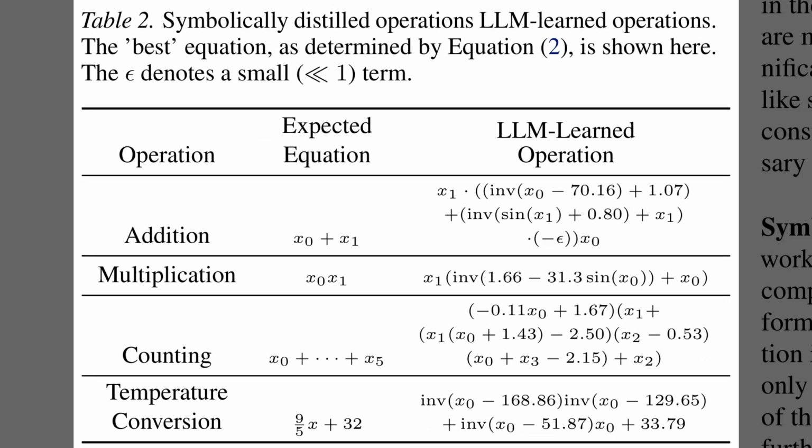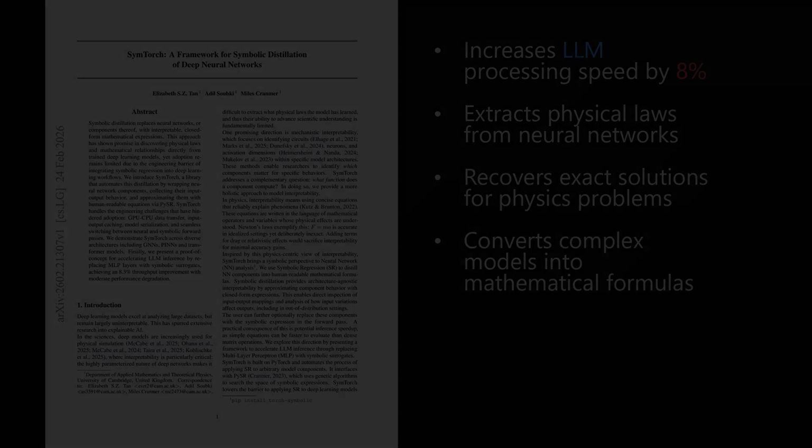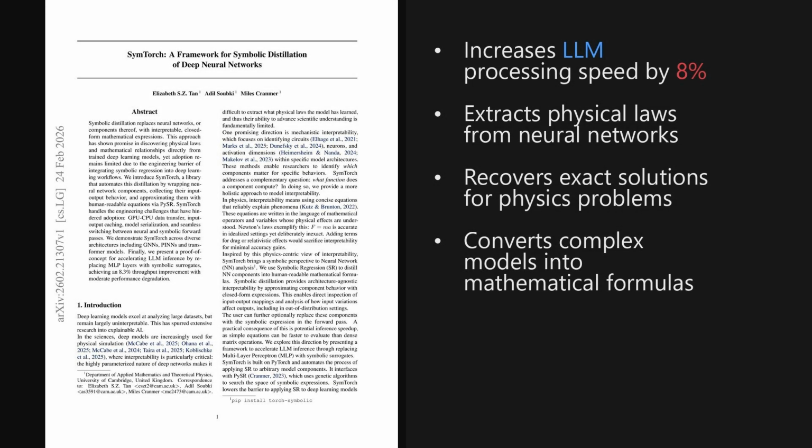While the previous figure focused on performance metrics, Table 2 shifts to interpretability, comparing ideal mathematical rules against the actual logic Llama 3.2 learned. The middle column lists simple expected equations, but the right column reveals the model's messy internal heuristics. For instance, in the first row, instead of learning x0 plus x1, the model approximates addition using a convoluted formula with inverse functions and sine waves. This pattern holds at the bottom for temperature conversion, where it roughly fits the curve but adds 33.79 instead of 32.